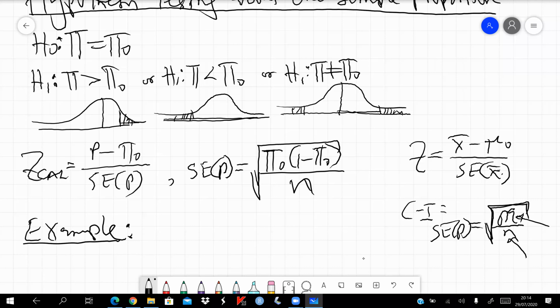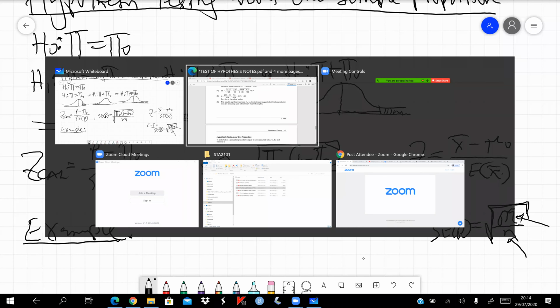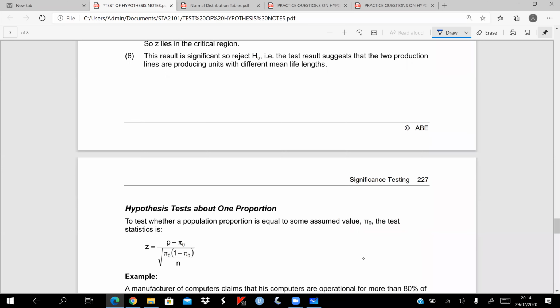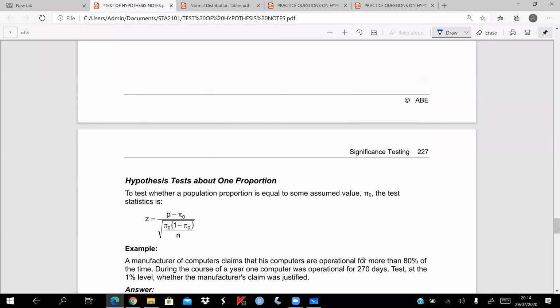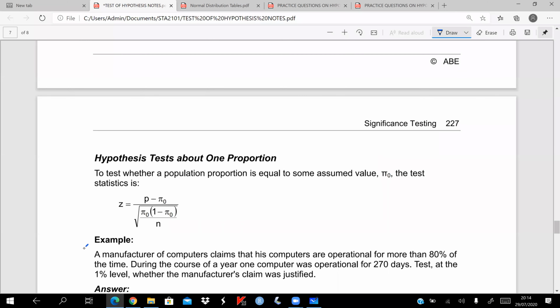Example, and we'll pick the example from your notes. One proportion. So we have this question here. A manufacturer of computers claims that his computers are operational for more than 80% of the time. During the course of 1 year, one computer was operational for 270 days. Test at the 1% level of significance whether the manufacturer's claim was justified.